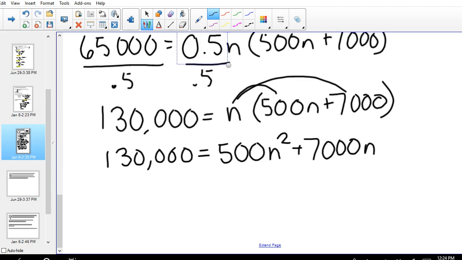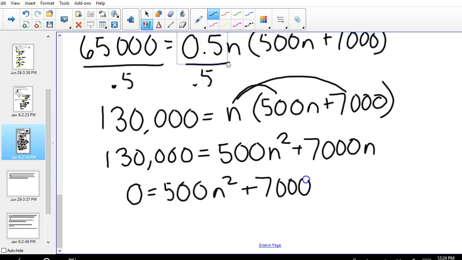How do I solve this? A lot of times I find this is where we fall apart, the Math 1 stuff. What type of equation have we got here? Quadratic. And for quadratics, we move everything to one side, right? So let's move everything to one side. We'll have 0 equals 500n squared plus 7,000n minus 130,000.